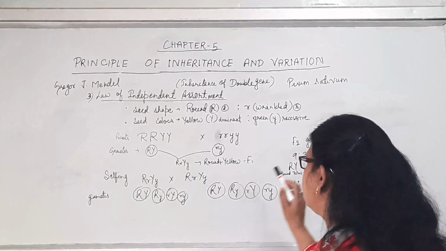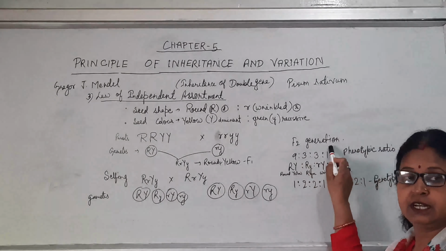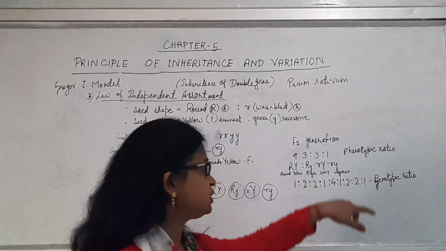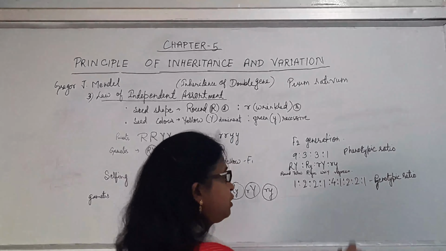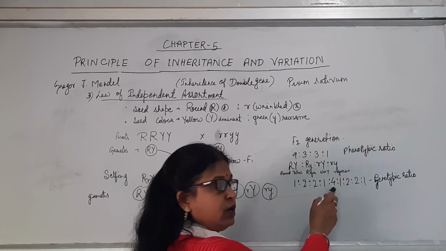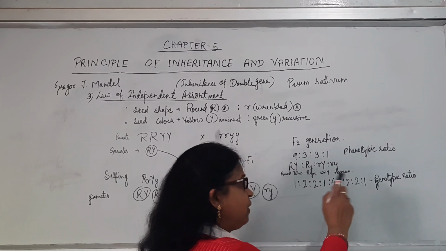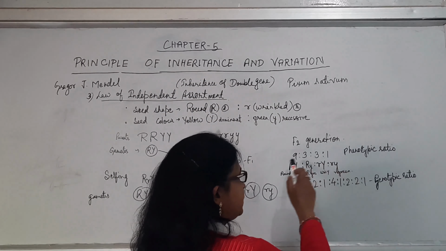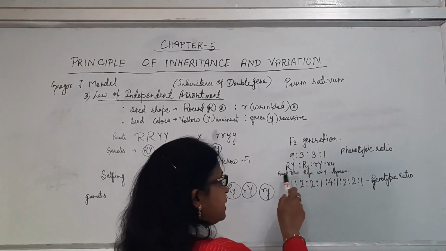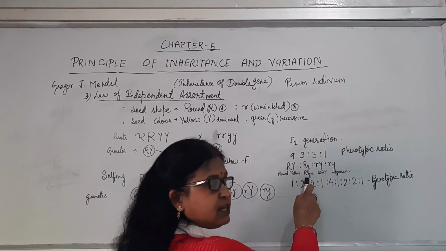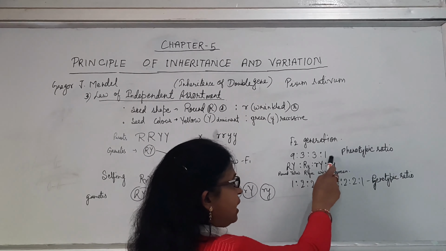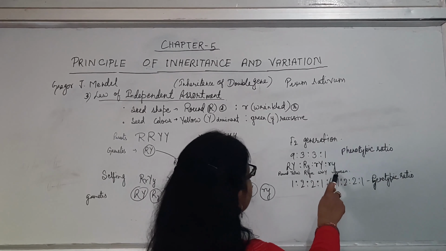Now at the end we will see that in the F2 generation we are getting two ratios, the phenotypic ratio and the genotypic ratio. The genotypic ratio is 1:2:2:1:4:2:1:2:2:1, and the phenotypic ratio is 9:3:3:1. Here 9 is round and yellow, then 3 is round and green, then 3 is wrinkled and yellow, and 1 is wrinkled and green.